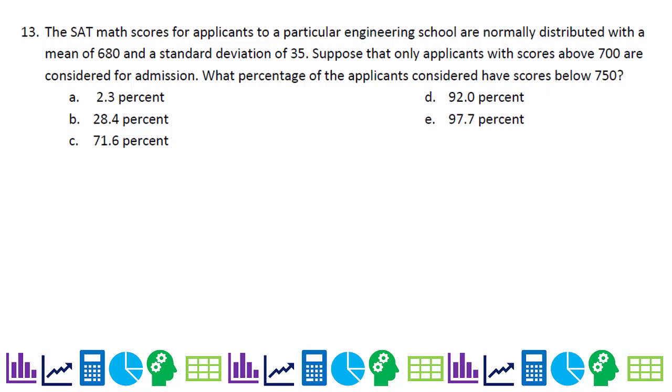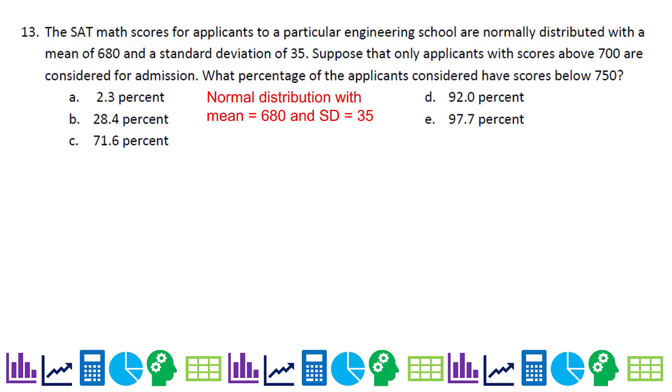It looks super simple. I was looking at it, I was like, normal distribution, so easy. Well, let's do it. The SAT math scores for applicants to a particular engineering school are normally distributed with a mean of 680 and a standard deviation of 35. It's a normal distribution with a mean of 680 and SD of 35.